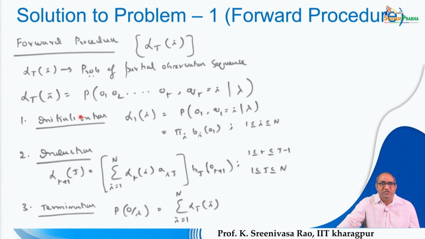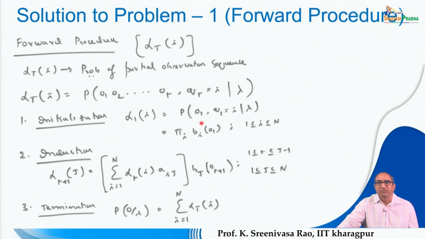For solving this we will start with the initial step, which is alpha 1 of I. That means when you consider t equals 1, at the first instance, at the first observation symbol. Alpha 1 of I is the partial observation sequence where we observe only the first observation vector. As per the definition, it is the probability of O1 and Q1 equals I.